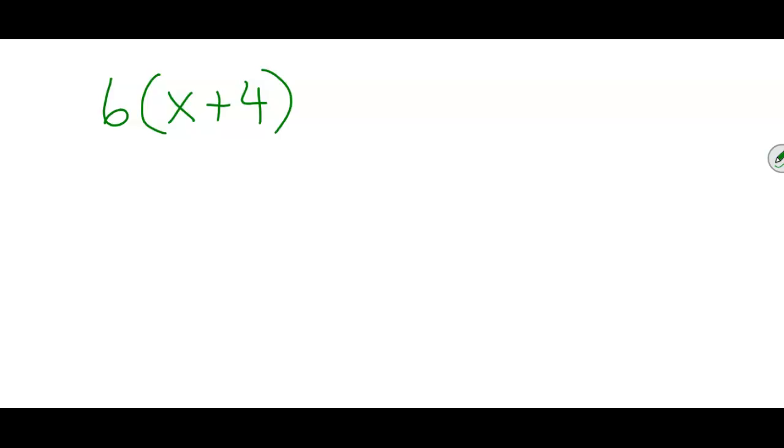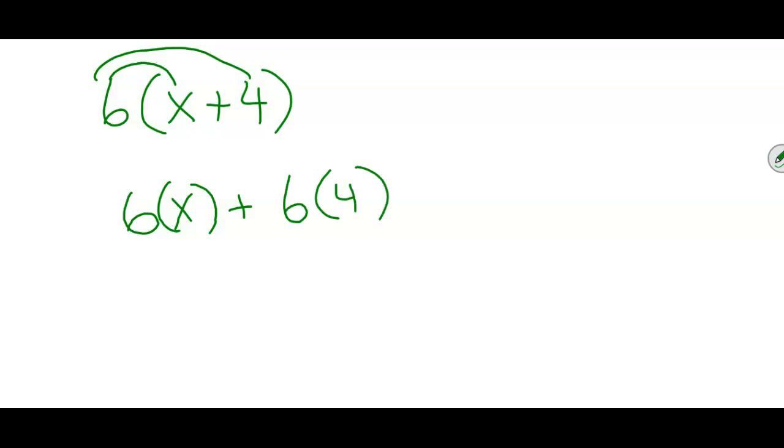Liam? 6 times x. Good, so we distribute the 6 to the x, so that would be 6 parentheses x. Then what? Plus 6 times 4. Good. Distribute the 6 to the 4, so 6 times 4. Is this in simplest form? That's what we're trying to do with the distributive property. We're trying to simplify our expression. Is this as simple as it gets?